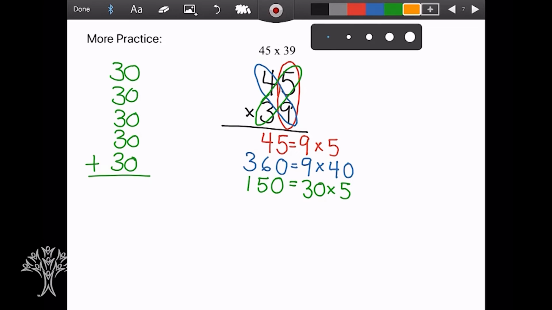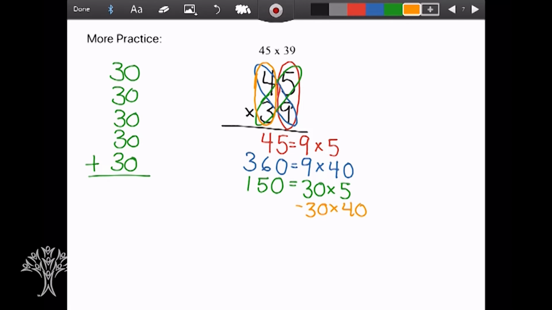And then that final step, okay, remember what we need to do? We're going to come up and down this way. All right, so that would be a 30 times a 40. So I'm thinking 3 times 4 is 12, but I've got a couple of times 10s in there. So it's going to be 1,200.